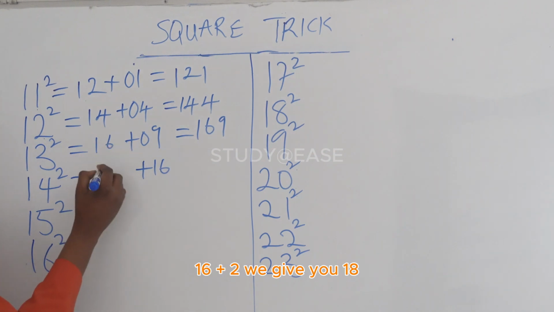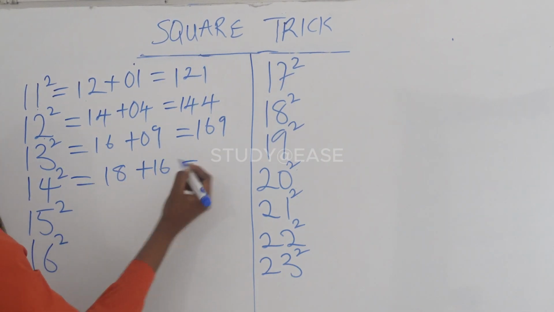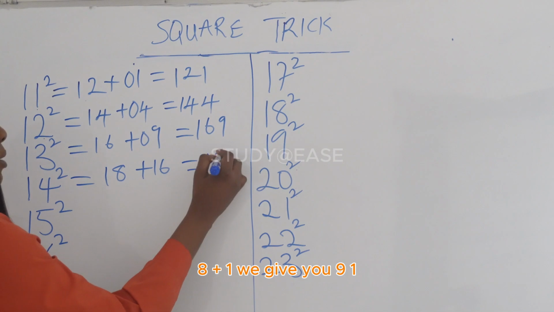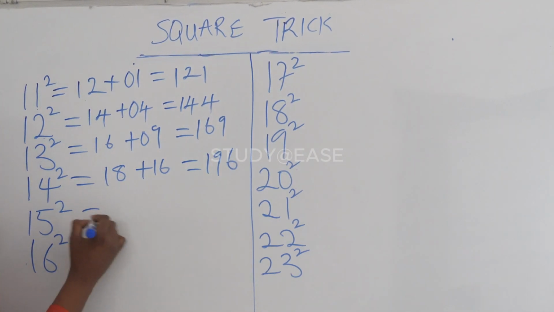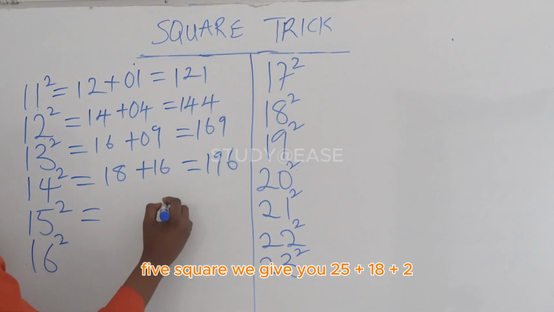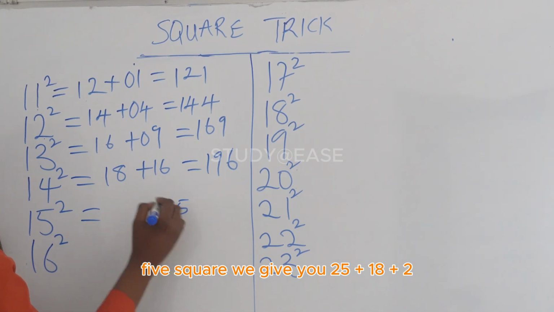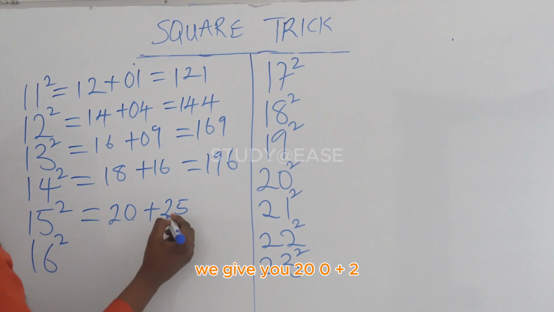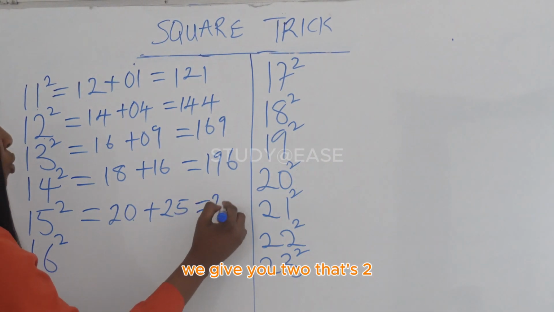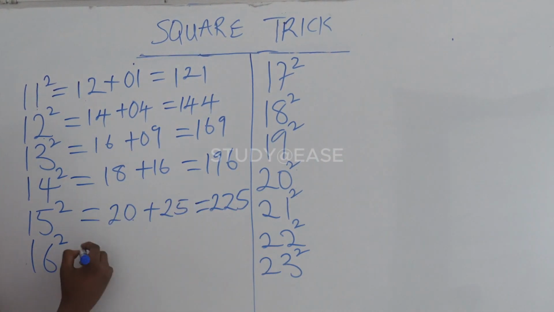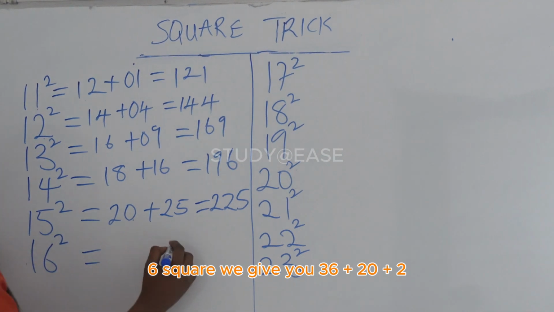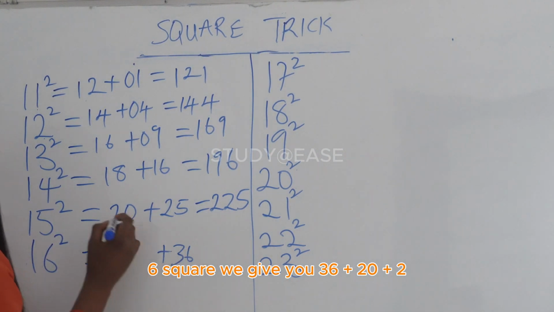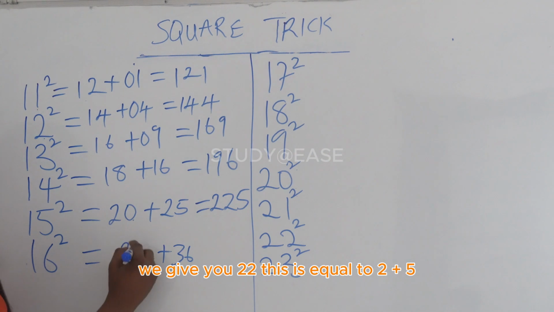16 plus 2 will give you 18. 8 plus 1 will give you 9. 1, 9, 6. 5 square will give you 25 plus 18 plus 2 will give you 20. 0 plus 2 will give you 2. That's 2, 2, 5. 6 square will give you 36 plus 20 plus 2 will give you 22.